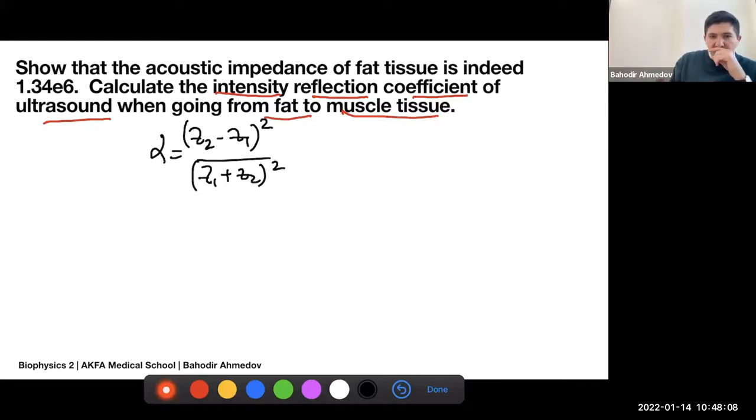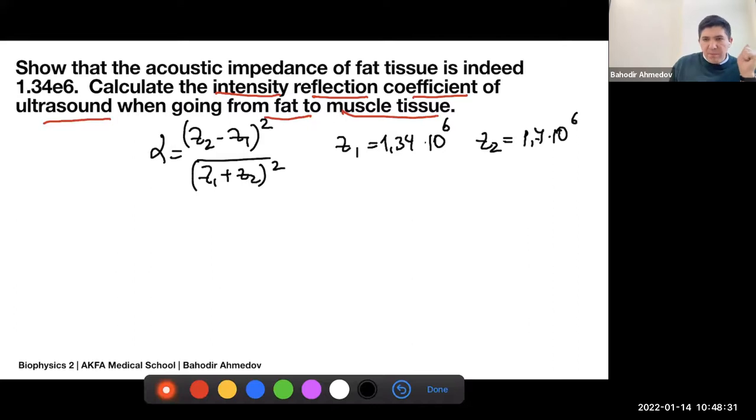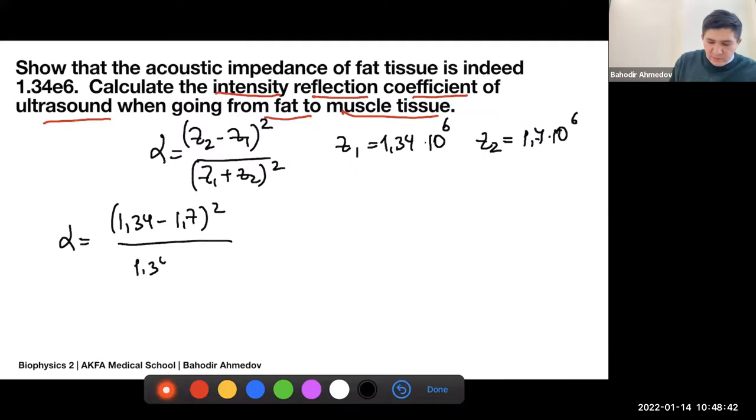Okay, so when it goes from the fat to the muscle, the acoustic impedance of the fat, Z1, is going to be equal to 1.34 megarayls, which is 10 to the power of 6, and Z2 is the acoustic impedance of the muscle on average. There are different values for different muscles, but on average it's about 1.7 times 10 to the power of 6 rayls. Then I'm just going to put everything together and calculate the alpha. So the alpha is going to be equal to (1.34 minus 1.7) squared, divided by (1.34 plus 1.7) squared. So let's calculate this together.